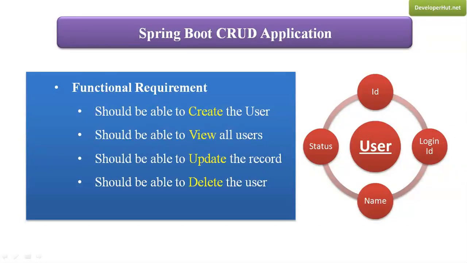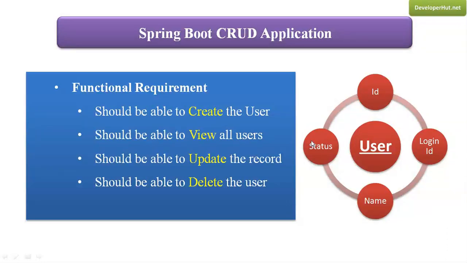So let's look at the high level functional requirements for this application. We are going to create a very simple entity, which is user, in our application, which has four attributes. The first is the ID, which is automatically generated by the application. Then the login ID for this particular user, which can be an email. Then the name of the user and the status of the user. Maybe it can be active or inactive.